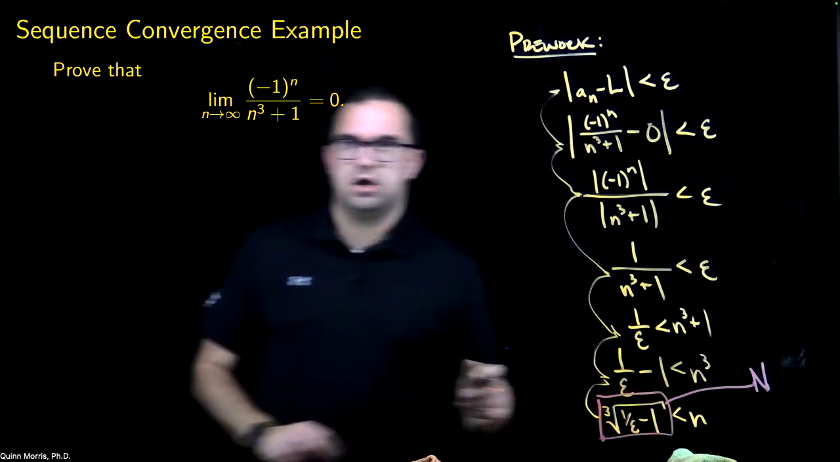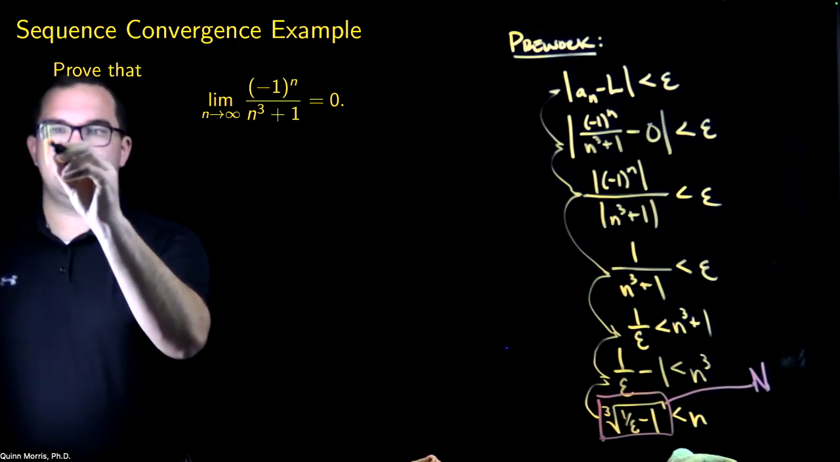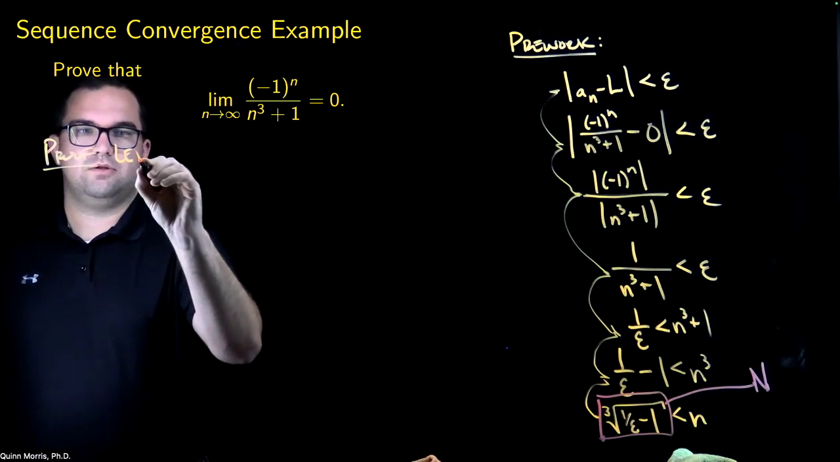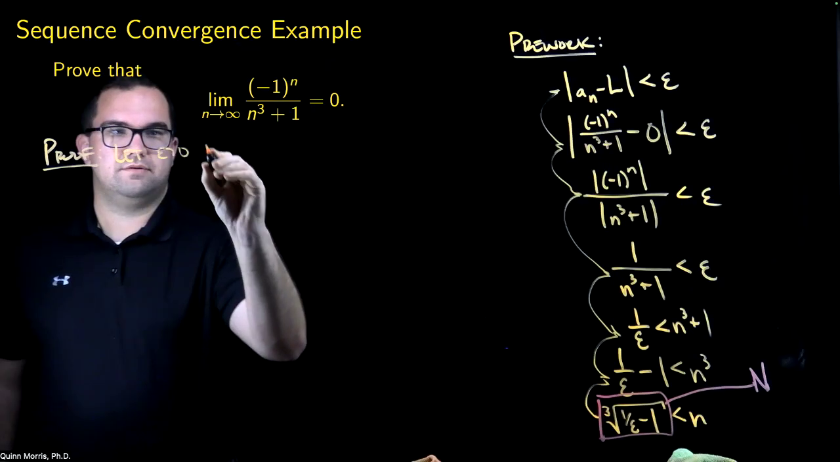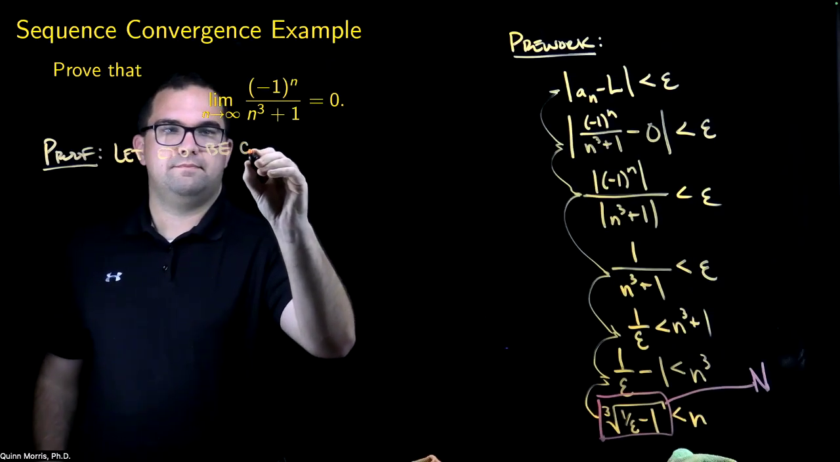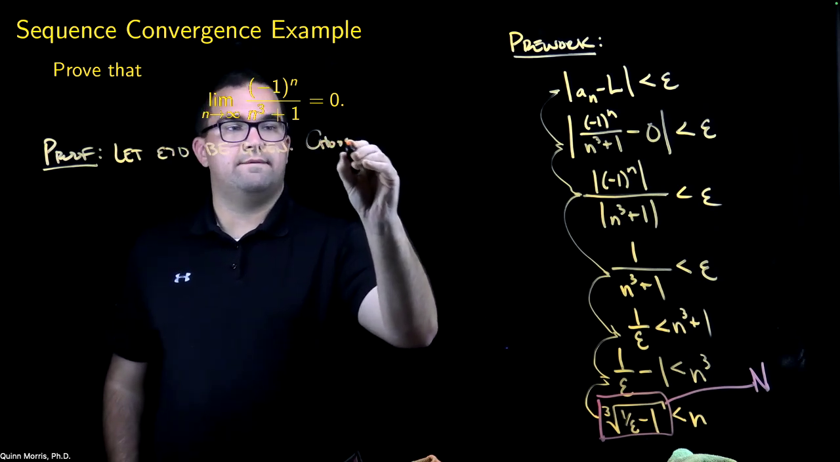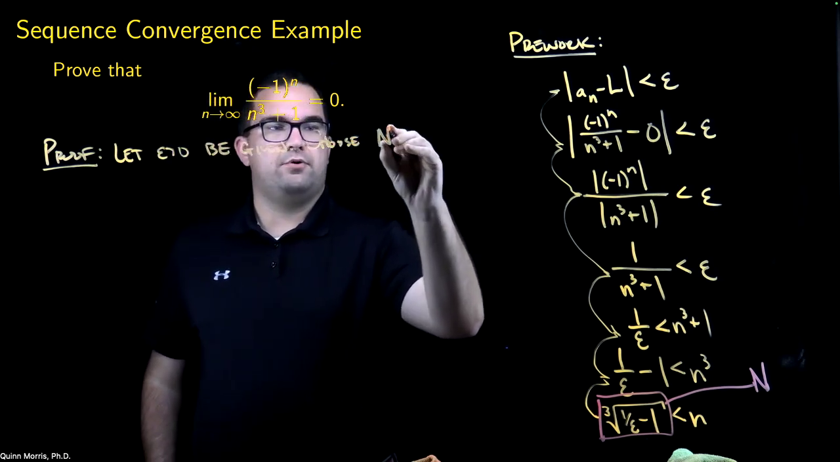Okay, so now when I come over here to write my proof, I say, okay, I need to show this works for any epsilon. So let epsilon greater than 0 be given. I'm just going to take an arbitrary epsilon. Then I'm going to choose my capital N.